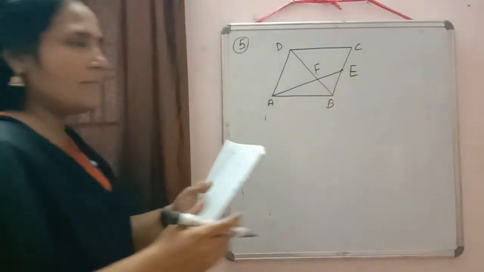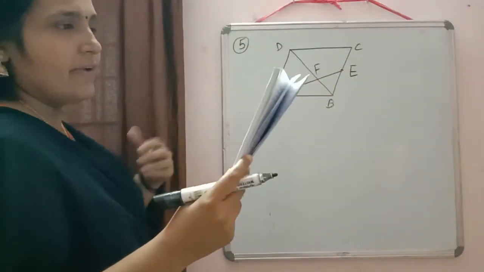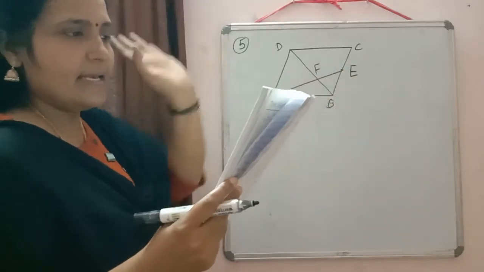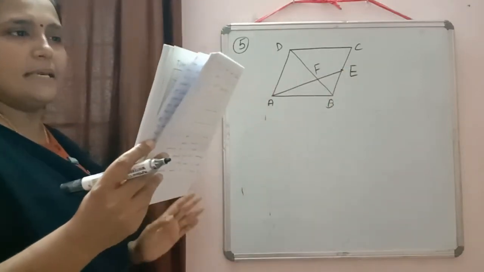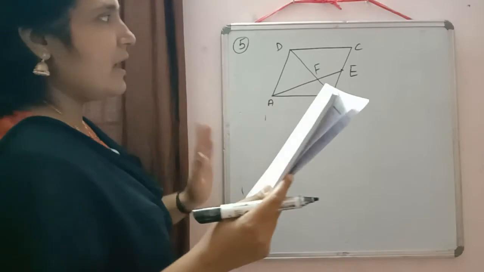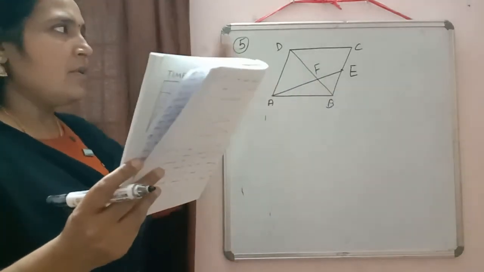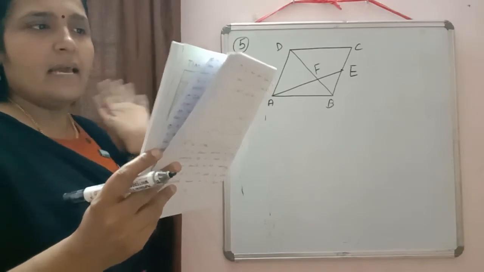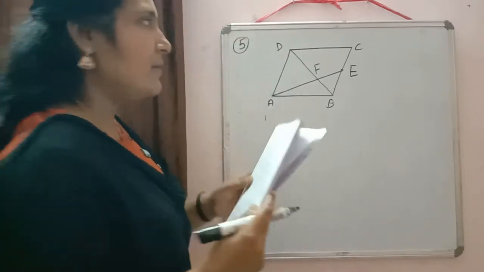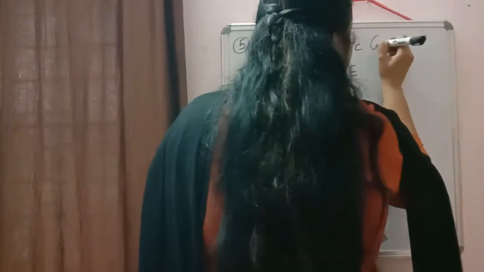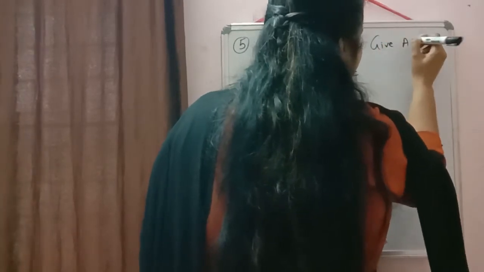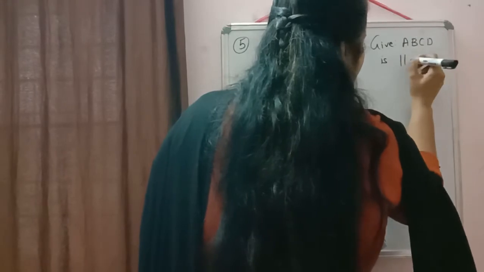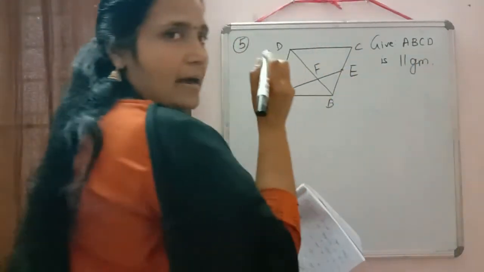Parallelogram ABCD intersects the line segment AE at F, where E is any point, not the midpoint. E is any point on the side BC. So at present we have only one condition given. No parallel lines are given at present. What is given? ABCD is a parallelogram. So just write down given: ABCD is a parallelogram.